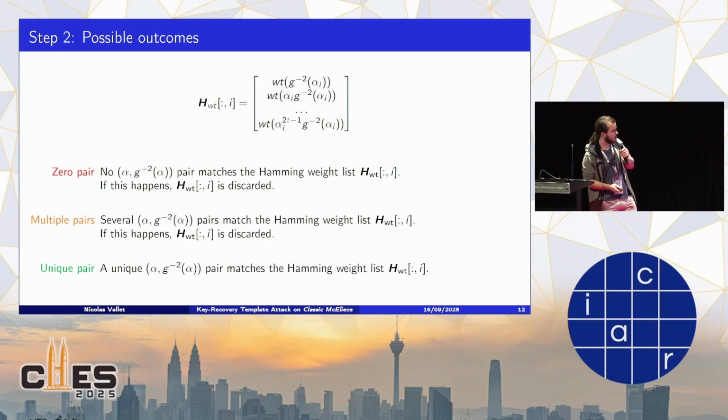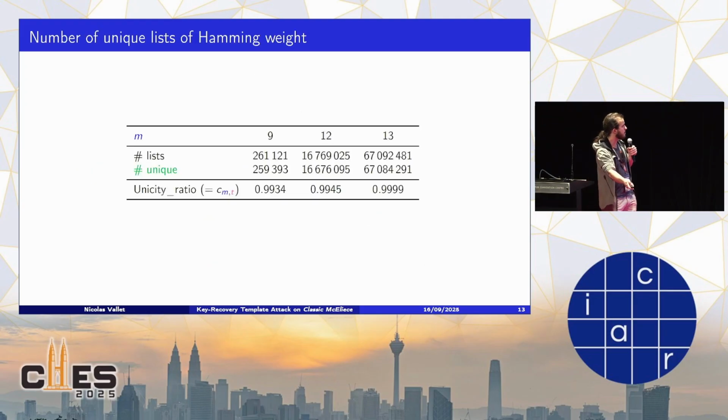And finally, the outcome that we need for our attack, the unique pair outcome, where only one pair matches the Hamming weight list. And in such a case, we store that pair to use later in our attack.